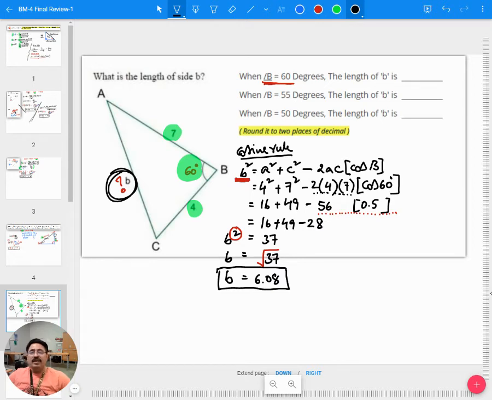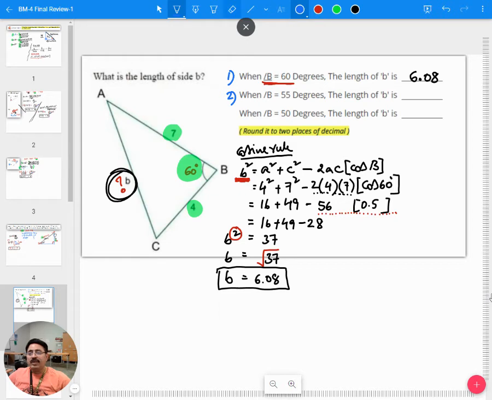Once you are done, the value of b is to be copied here, 6.08, and then next I don't have enough space. Okay, yeah, I have some space. I'll create otherwise. Okay, so we are done with part 1. And coming to part 2, what you have to do is this is to be taken with a different value. I see that angle B is 55. So if angle B is 55, then what is the value of this one?